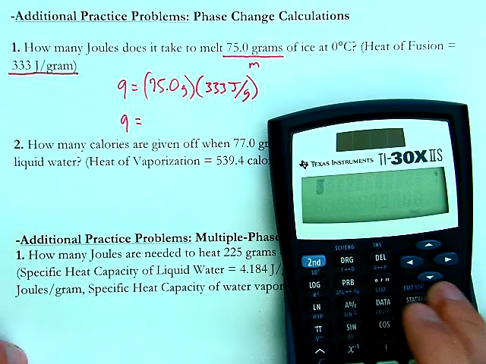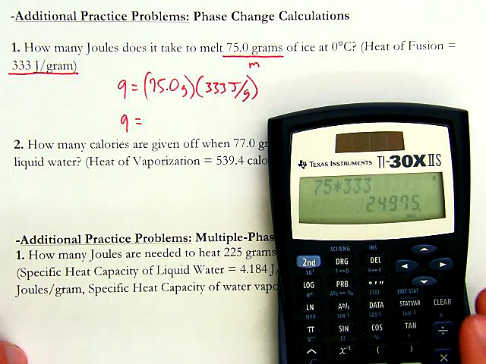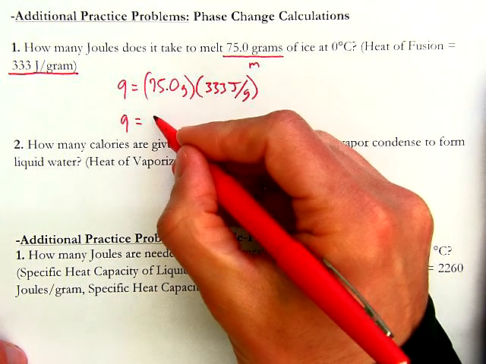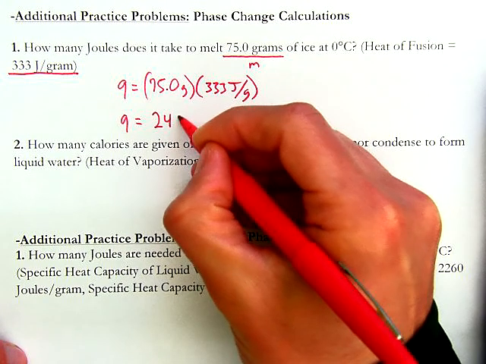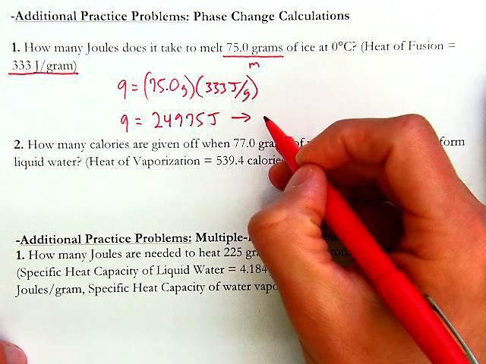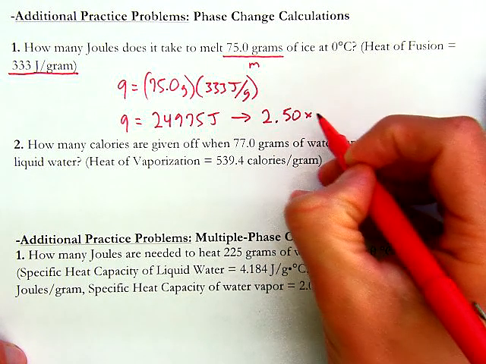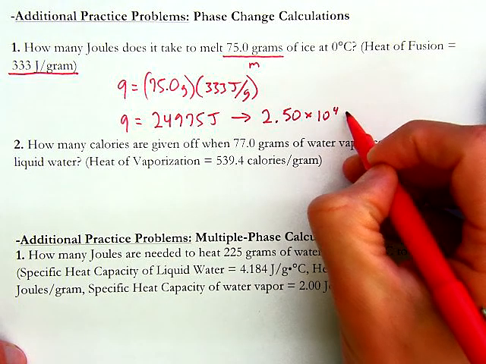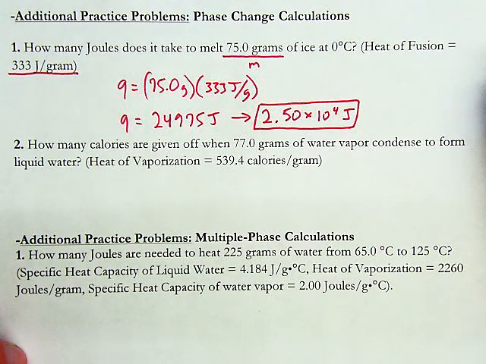So we are just simply going to take 75 times 333, and we get this number, which we round to 3 sig figs. On the calculator, it's 24975 joules, which the only way to write that in scientific notation in 3 sig figs is to write 2.50 times 10 to the 4th joules. So that's how we're rounding to 3 sig figs.